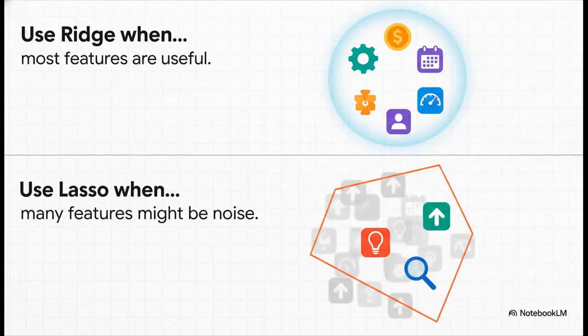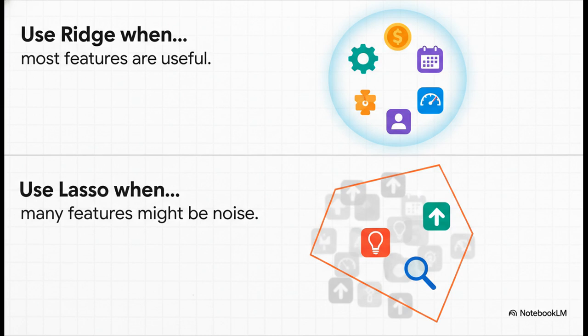So the choice between them is strategic. You want to use ridge when you have a strong belief that most of your features are probably relevant. But you'd use Lasso when you have a whole bunch of features and you suspect many of them are just useless noise. Lasso will act like a filter, helping you build a simpler model based only on the signals that truly count.